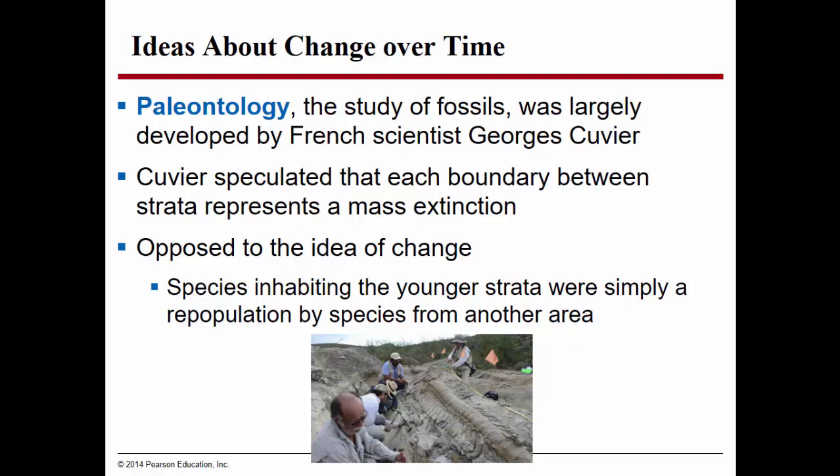So he opposed the idea of species changing over time, but as we'll learn later in the course, he was correct that from time to time, mass extinction events do occur in which a large fraction of the species on Earth go extinct in a relatively short period of time.